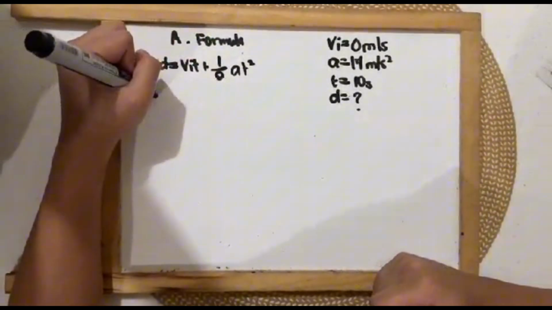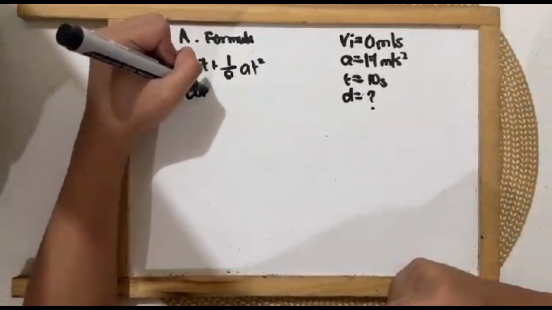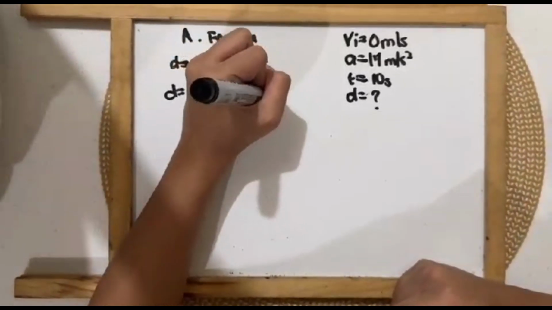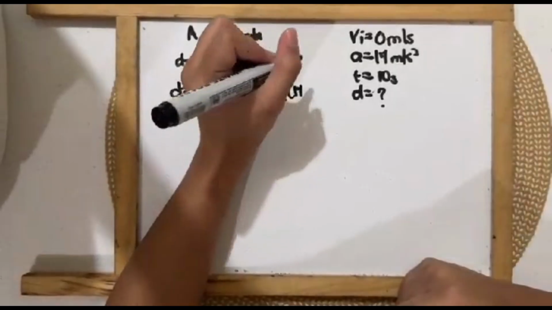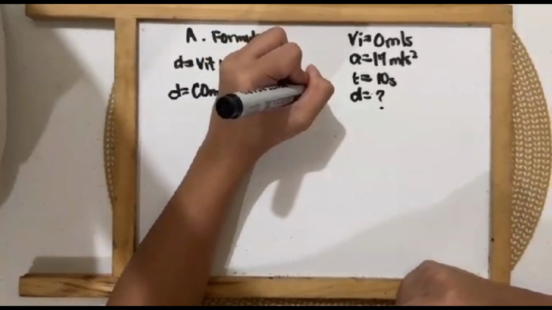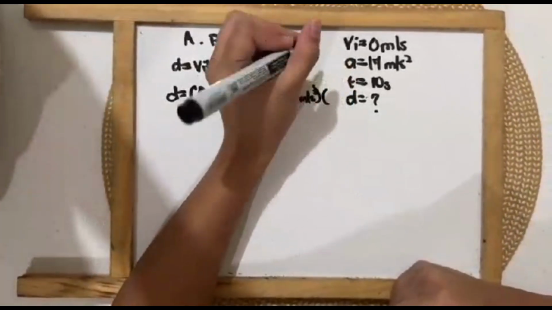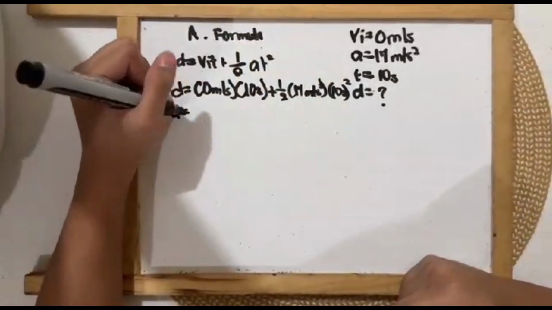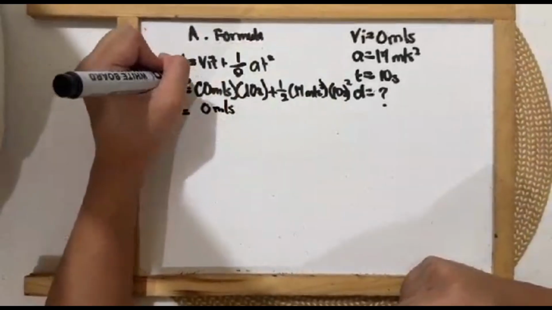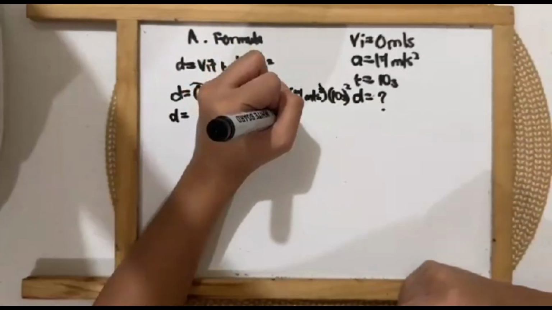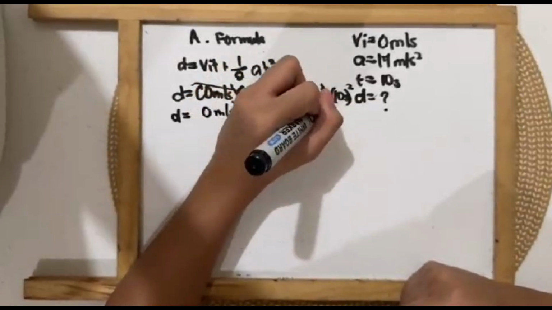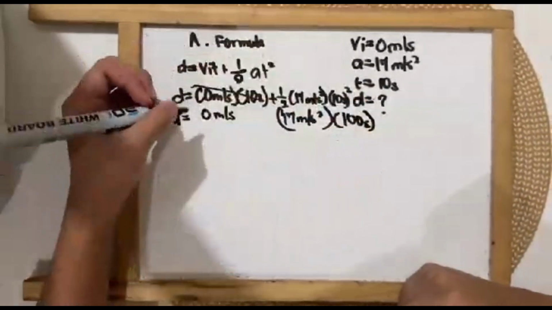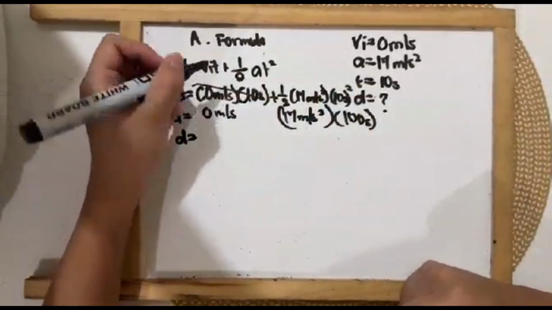Again, let's substitute it. We have the initial velocity from rest, which is 0 meters per second, and time, which is 10 seconds. For the acceleration, we have 17 meters per second squared, and time 10 seconds. But since we have the square there, we are going to multiply it by itself. First, multiply the 0 meters per second and 10 seconds. Then we get 0 meters because anything you multiply by 0 becomes 0. And next, let's square the time. Well, you have 100 because 10 times 10 is equal to 100.